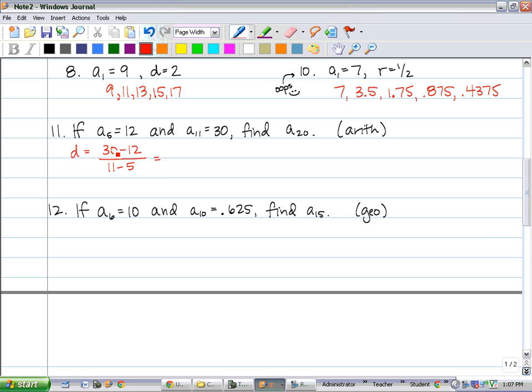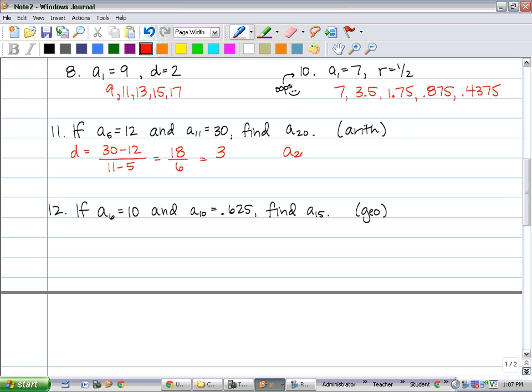So since term 11 was 30, term 5 was 12. 30 minus 12 gives me 18. They are 6 apart, which means D must be 3. Now I could do a little bit of work, find A1, find A0, and write a formula for my sequence, but I don't have to do that.